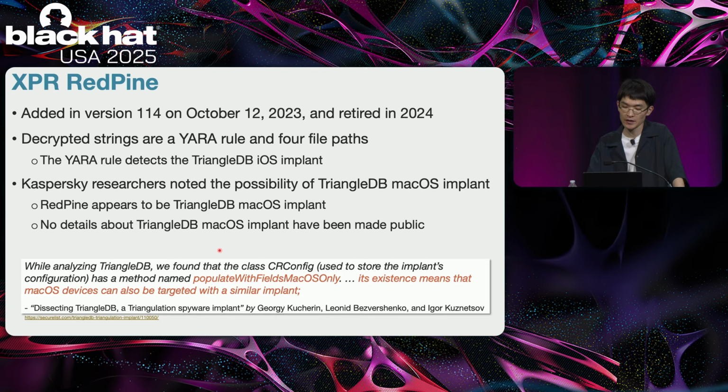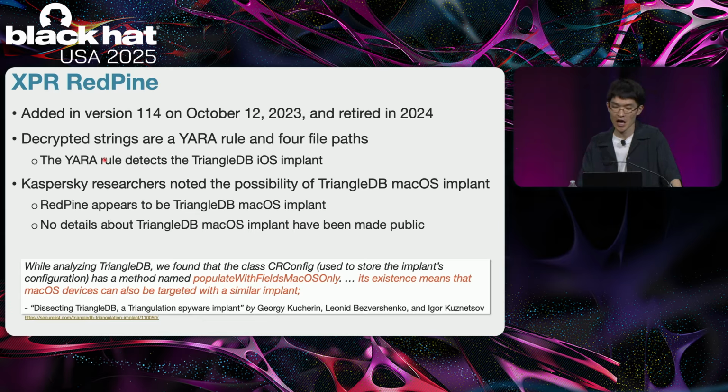Lastly, let's talk about the XProtect scanner, which I think is the most interesting one. Although it's now retired, it offers some unique insights. Its declarative strings are YARA and 4 file paths. Interestingly, YARA detects the TriangleDB iOS implant. TriangleDB is a piece of malware used in Operation Triangulation, a highly sophisticated attack reported 2 years ago.